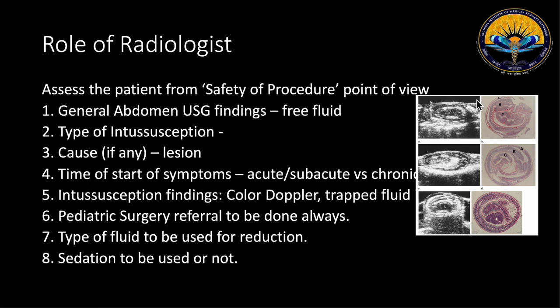So after assessing the intussusceptum and the intussuscipiens per se, we need to find if there is any free fluid in the abdomen, because free fluid will suggest if there is a possibility of bowel perforation. So second point is type of intussusception.